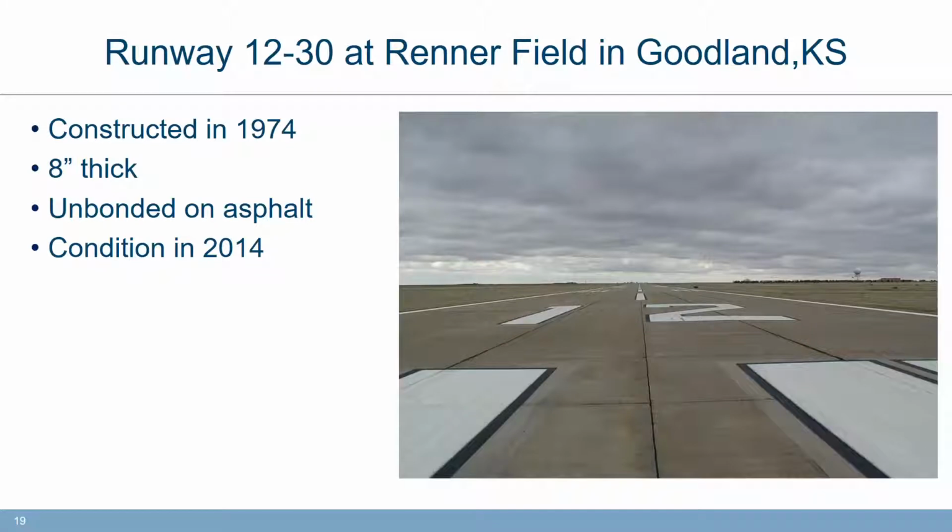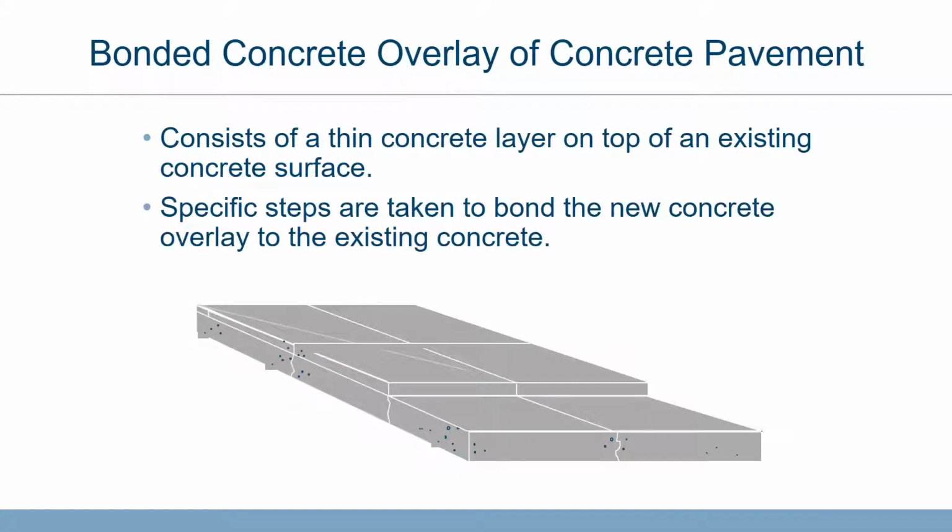Here's an example of a project that was on a runway, 1230 at Renner Field in Goodland, Kansas. That runway was constructed in 1974. It was 8 inches thick. It was an unbonded overlay on asphalt, and you see in the photo the condition of that pavement in 2014. So certainly it has performed to the expectation of the designers or beyond.